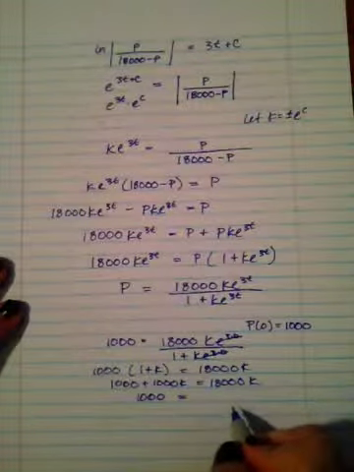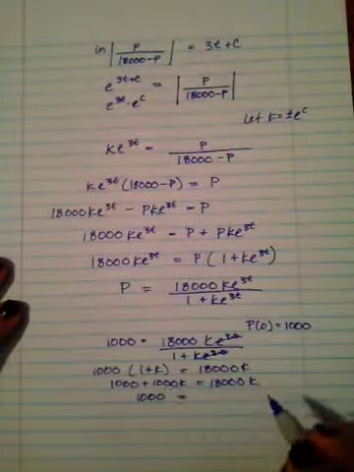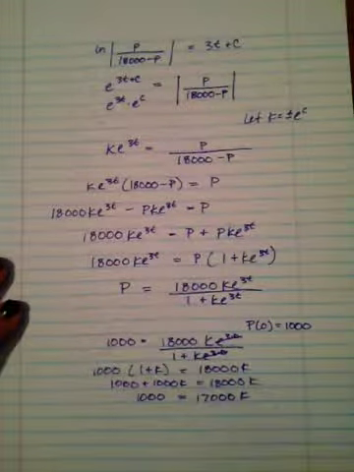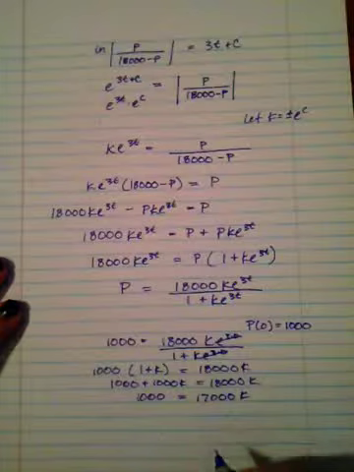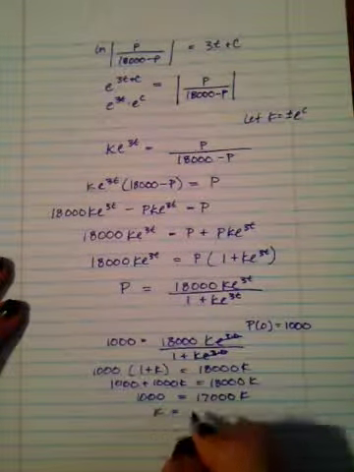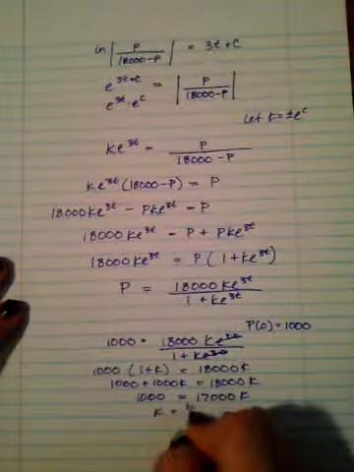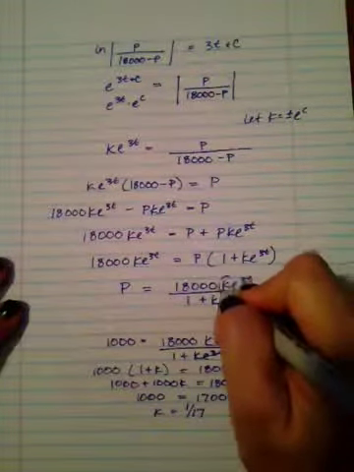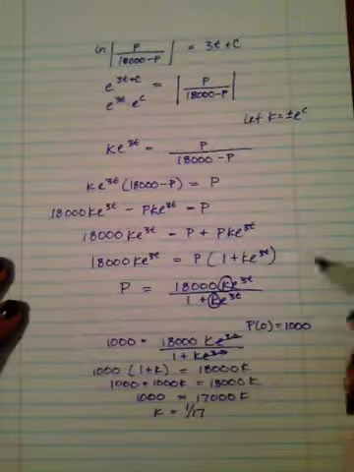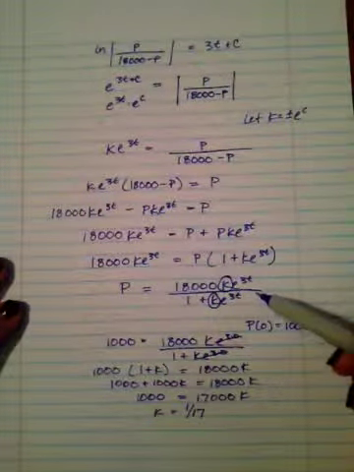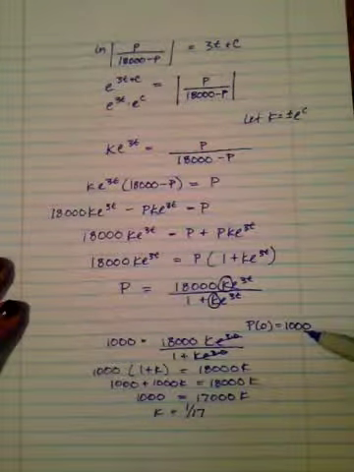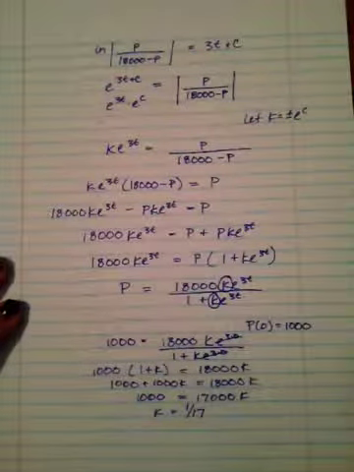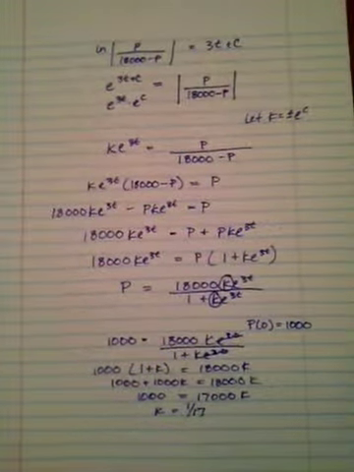So I have 1,000 equals, let's see, 18,000 minus 1,000, 17,000 k. Divide both sides by 17,000, and k equals 1,000 over 17,000, which is 1/17. So I could go back into this and put in 1/17 right here and right here, and I would have a particular solution to the differential equation when the population starts at 1,000. This is the general solution, and then if I solve out for my k, I have the particular solution, and that is solving one logistic problem.